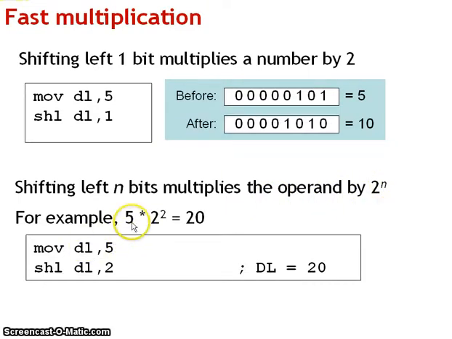For example, let us suppose that we want to multiply 5 by 4. This data 5 resides in register DL. Now I want to multiply it by 4. 4 can be represented as 2 power 2, so the power is 2. So if I shift left DL by 2, it means that I am multiplying it by 4. For example, MOV DL, 5, SHL DL, 2, the content of DL becomes 20.